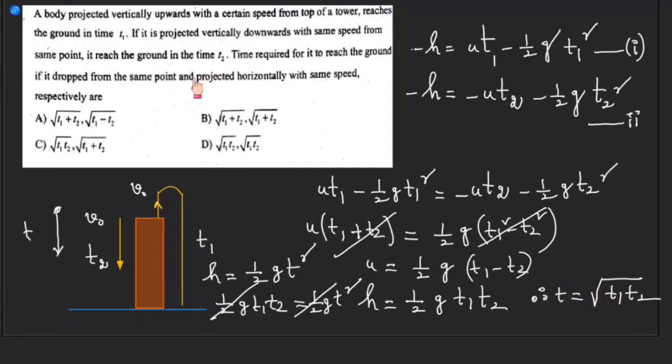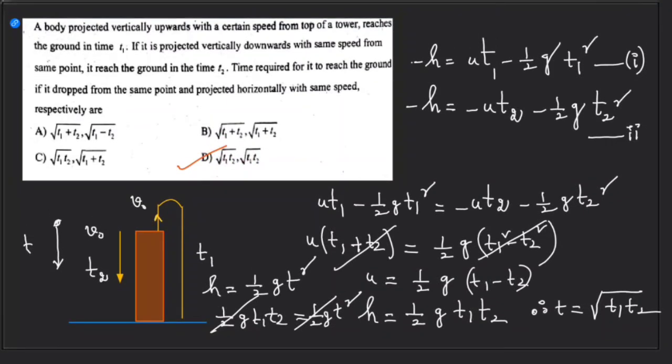Now one more case is there, we are just projecting horizontally, so the vertical initial velocity is all 0, that is the same case as dropping, therefore you could get both will be the same. So the horizontally projected one as well as the dropped one will reach in the same time, therefore under root of t1 t2 and under root of t1 t2, right. That is the answer for this question.